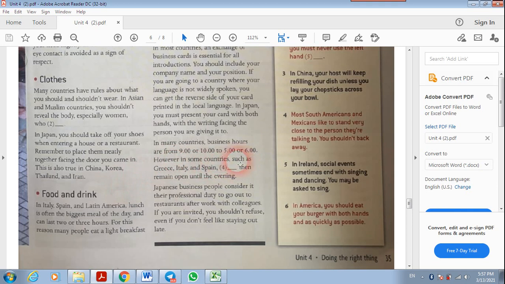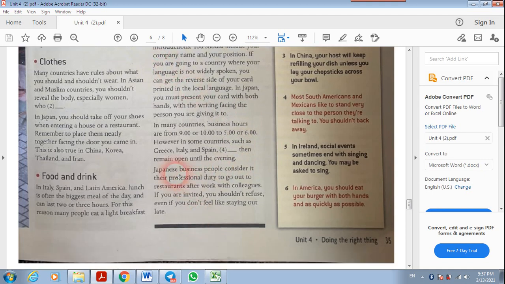يريد يقول هناك اختلاف في دول أخرى like Greece, Italy and Spain, shops remain open until the evening. Again, there is a sentence that we should bring from above.